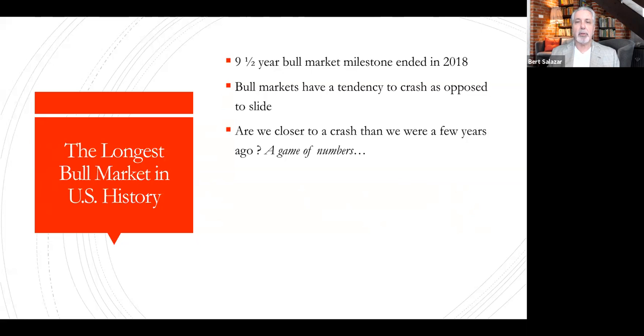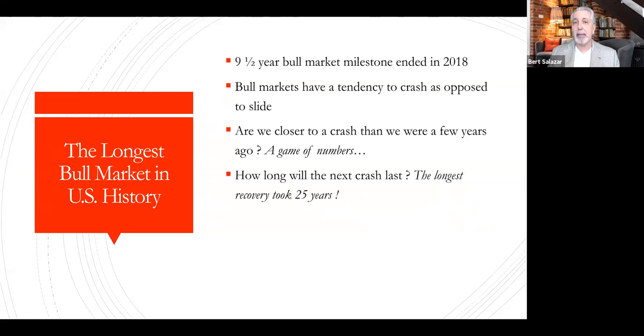Now, are we closer to a crash than ever before? Yes, absolutely. Obviously, it's a game of numbers. If you notice, we went almost 9 years, 9.5 years of a bull market, which is the longest bull market in the history of the U.S. economy, but then it corrected itself a little bit in 2018. What are 2019, 2020, 2021 going to bring to the table? No one knows, but you have to be prepared for anything that may happen in the market.